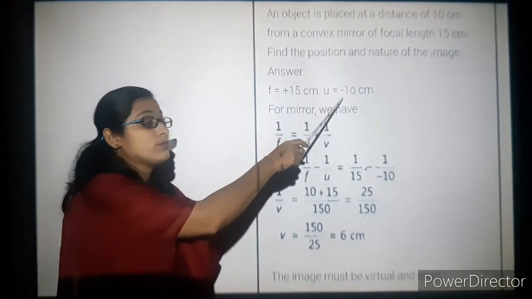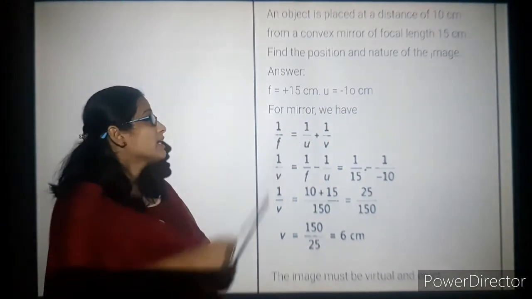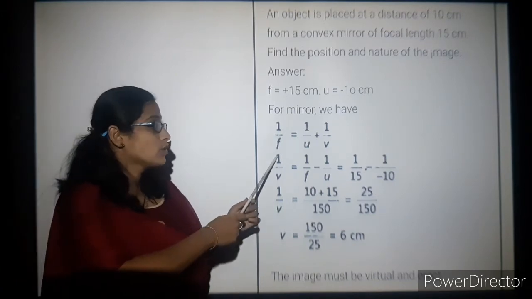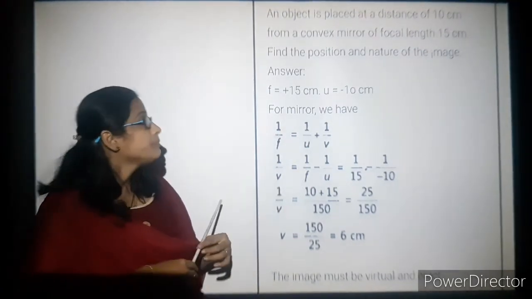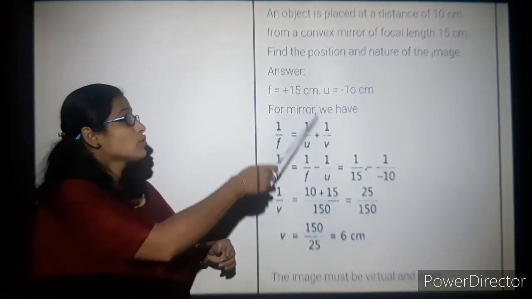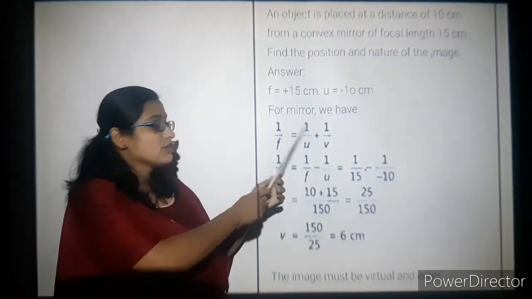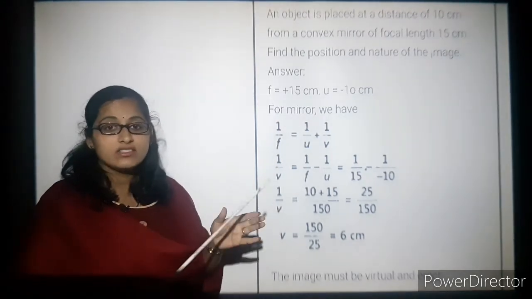I have told you, you need to mention it as negative. So minus 10, and use the mirror formula, 1 by f is equal to 1 by u plus 1 by v. So it's convex, so it will be positive here. If it would have been concave, it would be negative. There is no change in the formula, but your signs change here.